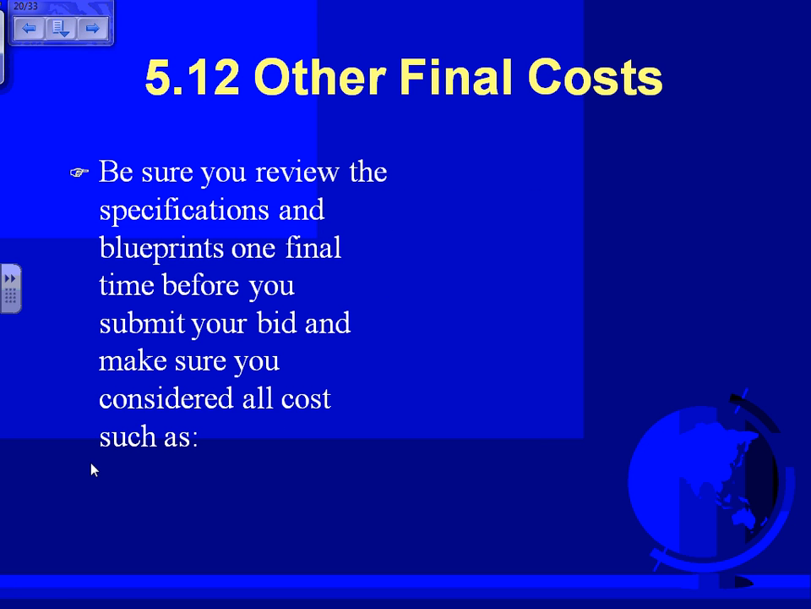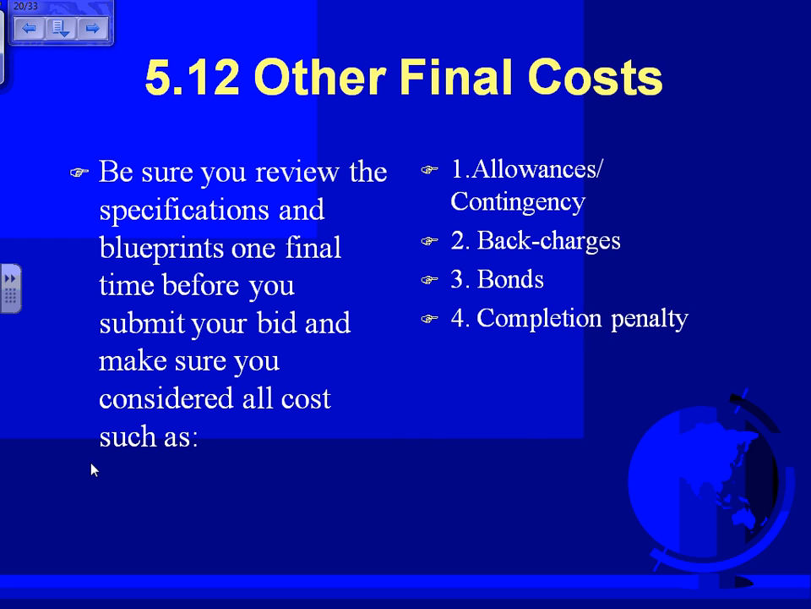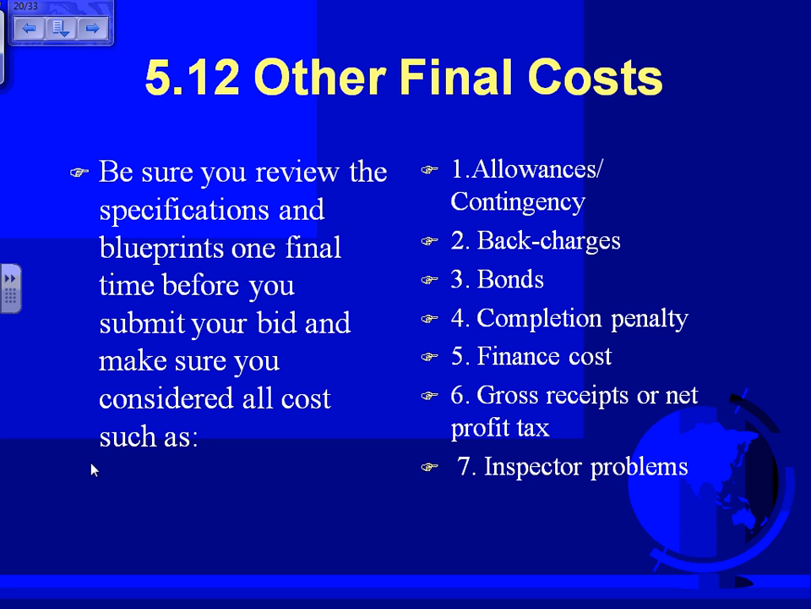Other costs. Any other cost that's not anticipated, here are a few things you have to keep in mind. Way at the end, you still add another cost, guys. You could add costs for the bonds. Completion penalties: how about if you were supposed to finish in a year and you finish in a year and a half? There's going to be a lot of penalties. Somebody has to pay for that. So those are a couple of things that could add other costs to you.